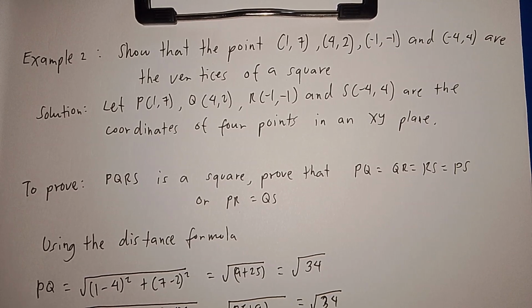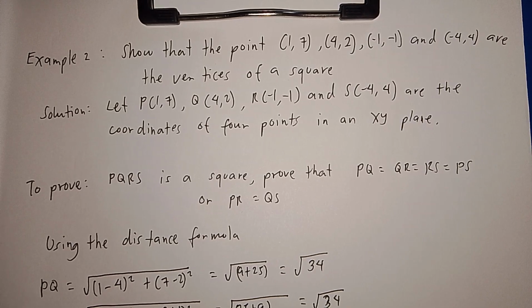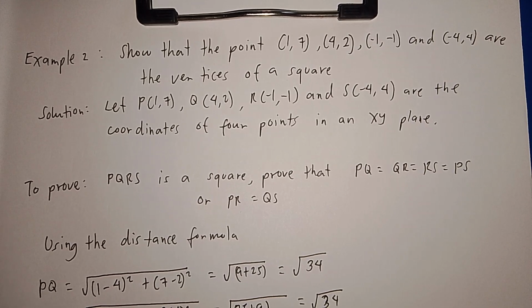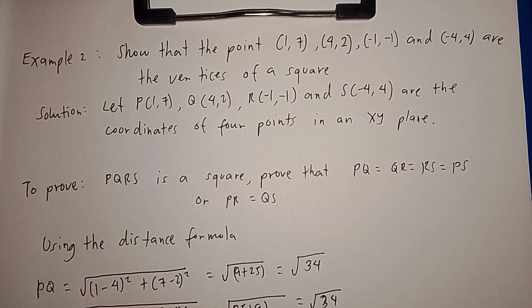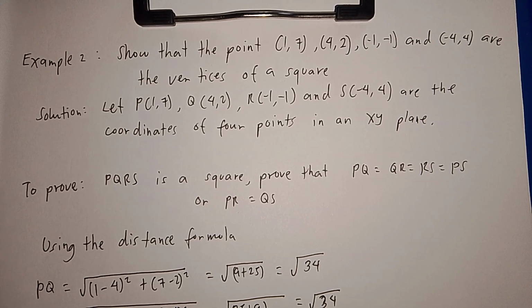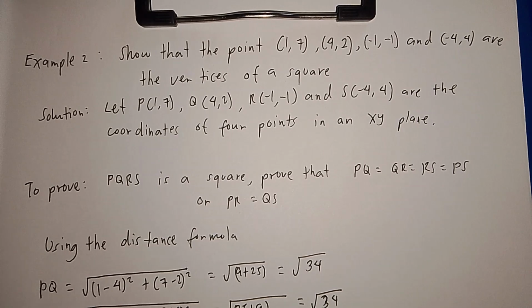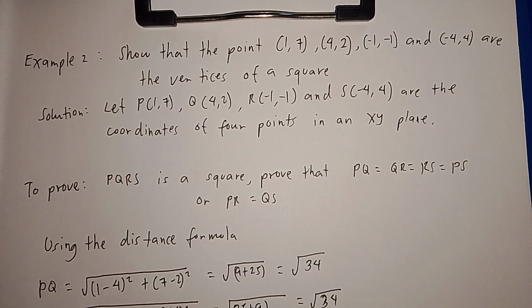Let the coordinates of P be (1, 7), the coordinates of Q be (4, 2), R be (negative 1, negative 1), and S be (negative 4, 4). These are the coordinates of our 4 points in an xy plane. To prove PQRS is a square, we need to solve for each side.